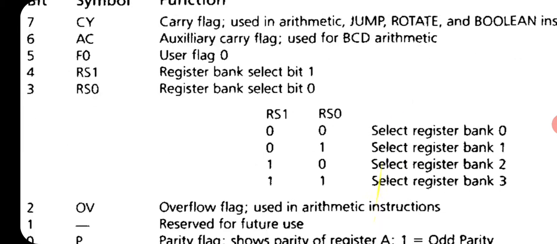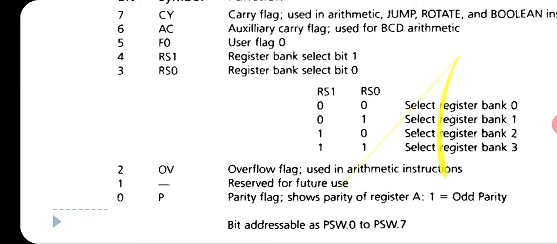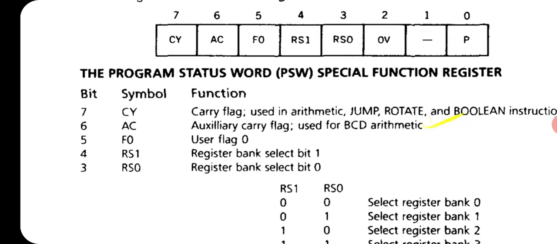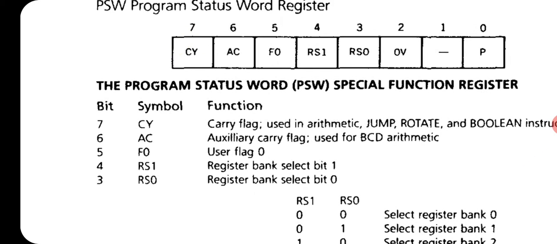Where is that P? P stands for parity flag. Then, okay, I should start from the left side. The first one is on the 7th number, it is the 8th bit. Since it has started from 0, so CY. Can you see it below 7? CY means carry flag. Bit 7 stands for carry flag.